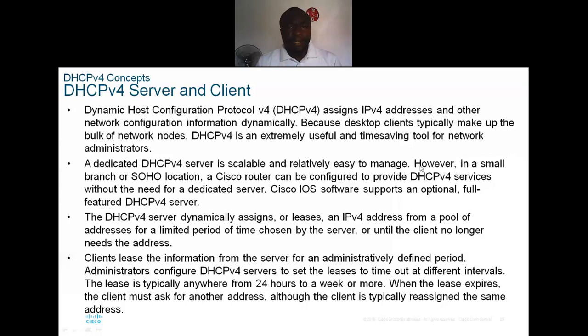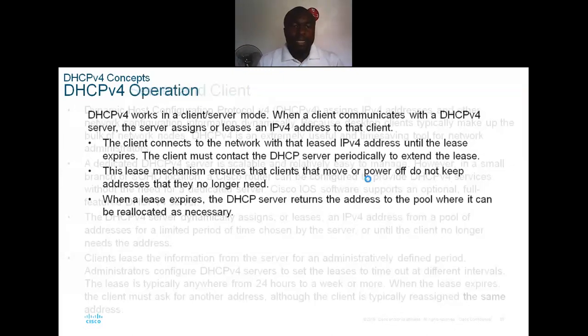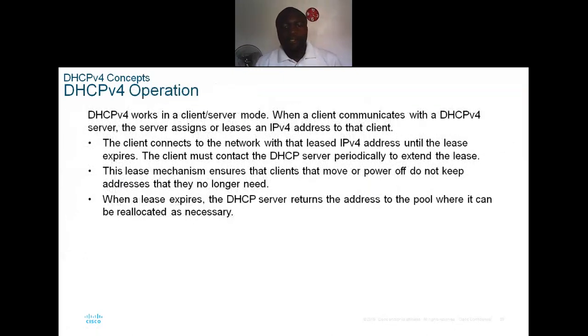But in a very big enterprise network or campus network, it's always recommended to have a separate machine to be able to do that. So the DHCP concept actually gives out these particular IP addresses automatically. But how does it do that? The clients actually connect to the network with a list of IP version 4 IP addresses until that list is expired. If it expires, then the client must contact the DHCP server to request for another IP version 4 address. So this lease mechanism ensures that clients that move or power off do not get addresses that they no longer need. What are we saying?